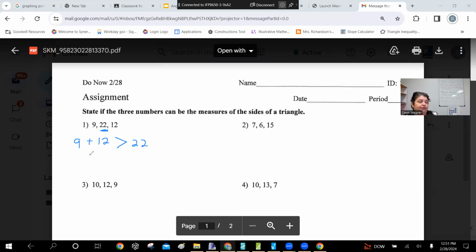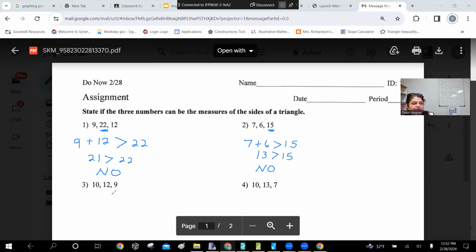So what is 9 plus 12? 21. Is 21 bigger than 22? No, it is not. So does it make a triangle? No. We would say no. So let's look at this one. Which one is our largest side? Is the 15, right? I'm going to add 7 plus 6. It has to be larger than 15 or it won't make a triangle. What's 7 plus 6? 13. Is 13 larger than 15? No, so it doesn't make a triangle.